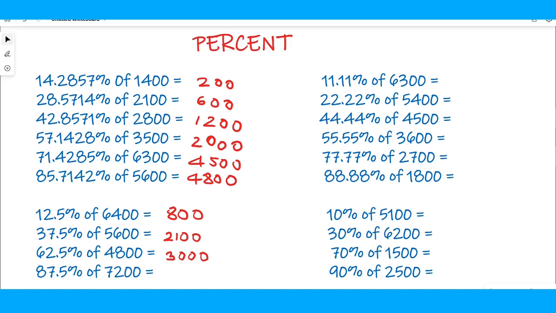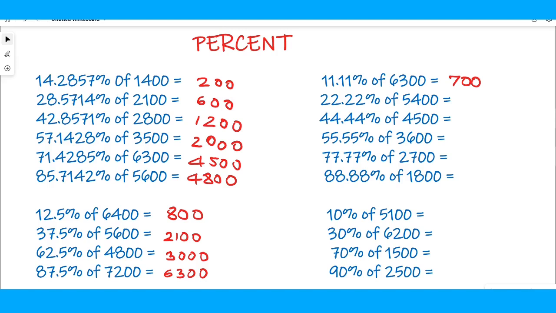87.5% of 7200. 87.5% is 7 upon 8. Thus 1 upon 8 of 7200 is 900, and 7 times 900 is 6300. Thus 87.5% of 7200 is 6300. 11.11% is 1/9 when converted into fraction. Hence 11.11% of 6300: 1 upon 9 of 6300 is 700. Thus 11.11% of 6300 is 700.